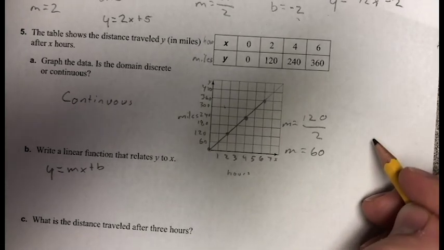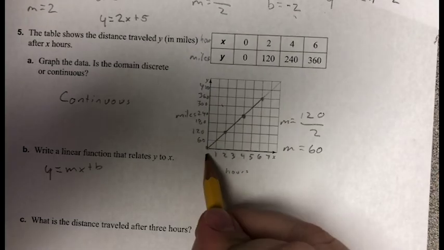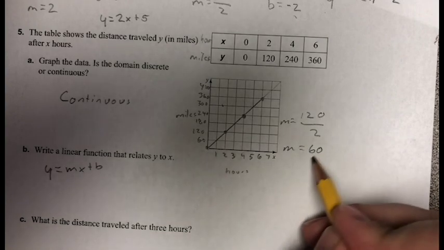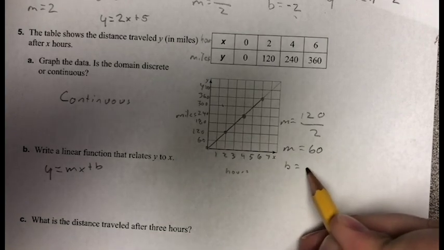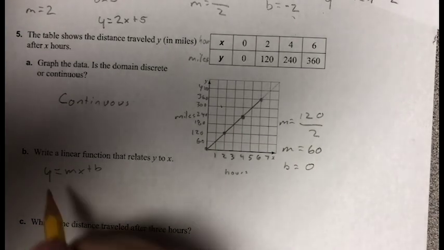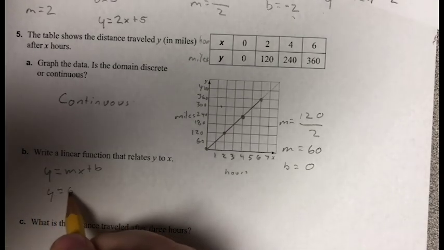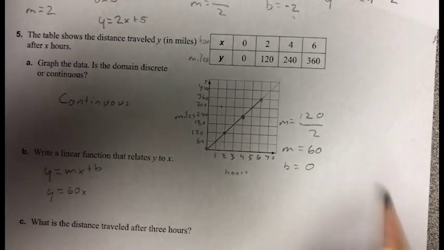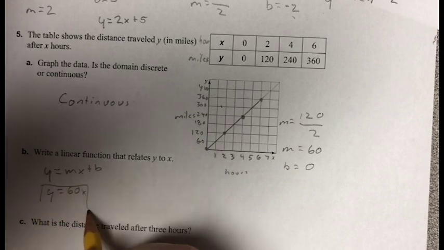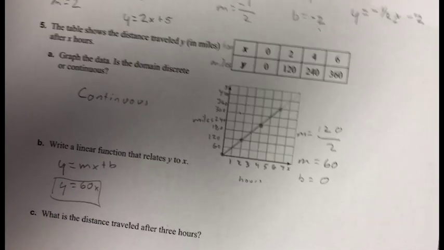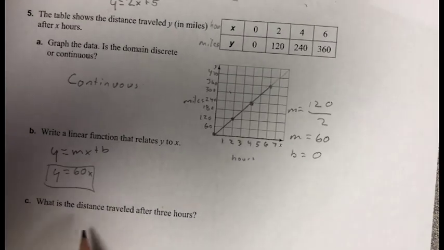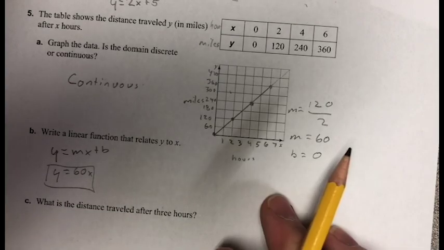All right. And now my y-intercept is really easy because it's at 0. So my y-intercept happens to be 0. Plug that in. Y is equal to 60x plus 0, and keep it there. I have made my equation. Now, it's asking for the next piece. What is the distance traveled after 3 hours?